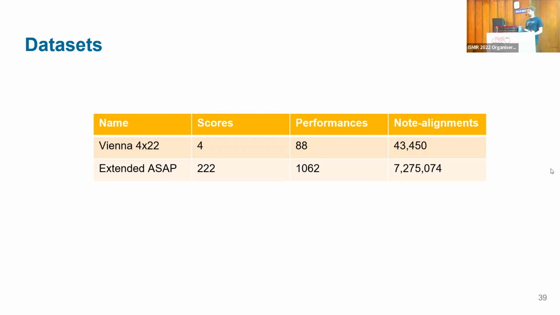However, this is a bit limited because for scores, usually, if you're running some sort of task, you really risk overfitting on these 4 scores. There is not enough data. So we also propose to you today this extended version of the ASAP dataset that contains 222 scores and 1,062 performances. This is the biggest dataset with this full alignment, because each note is aligned from the performance to the score, with around 7 million note alignments. This is work that is still under review, but the data are available to you and we will use them today.